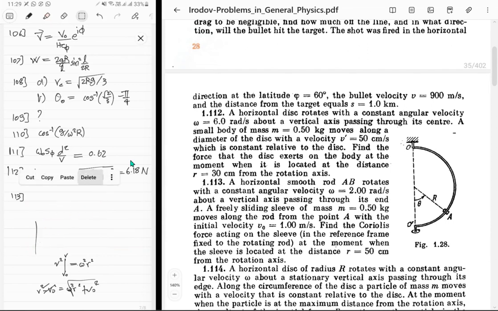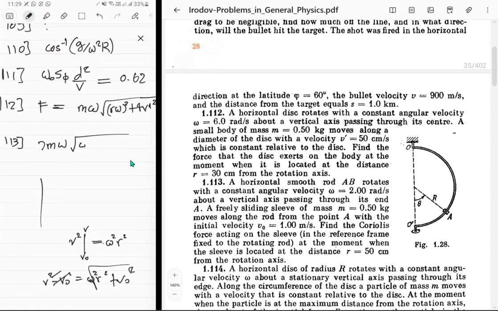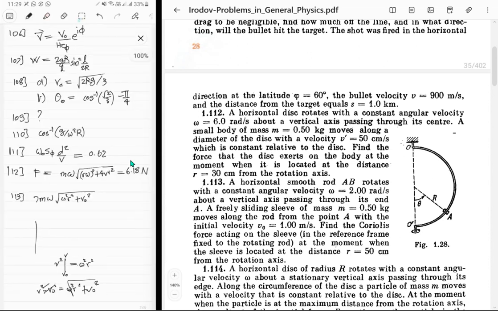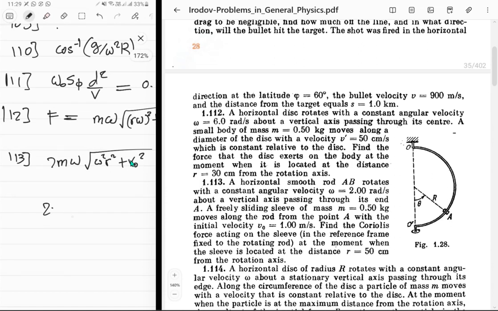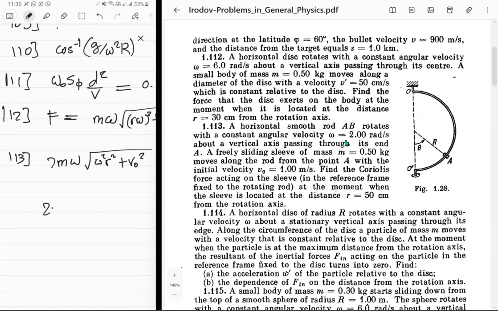Cancel all of this. So force will just be 2m omega times the square root of omega squared r squared plus v naught squared. Now let's calculate this. 2 times the mass, it's 113, right? Omega is 2 radians, whatever. So 2 times 2 is 4, and the mass is 0.5. This times that cancels. So just 2. 2 square root of 1 upon 2 times r.